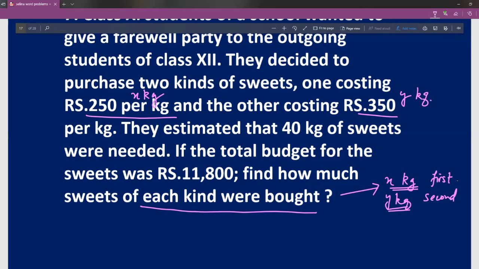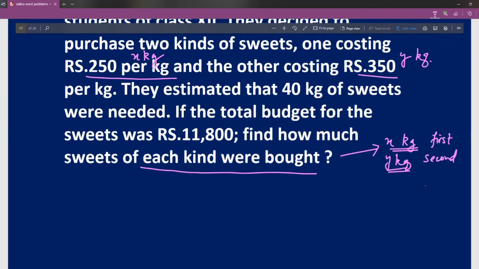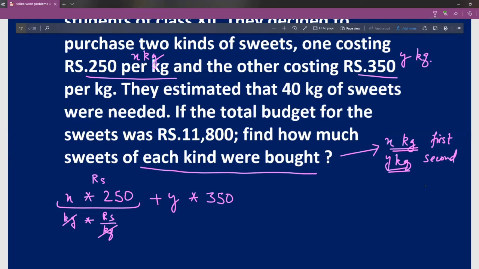So my expenditure would be x kg into 250 rupees per kg plus y kg into 350 rupees per kg. I hope you are getting the logic. See, this is kg, this is rupees per kg. So finally this will be the amount. This will be in rupees. So this will be our total expense.